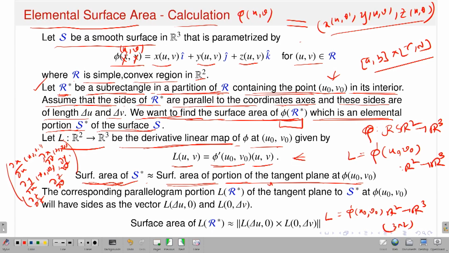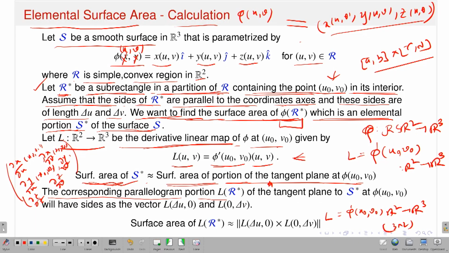That calculation on the right hand side, I can do. How do I do that? Look at the corresponding parallelogram portion L R star. I have R star, which is a small subportion of my partition of my region R. If I take the image of this R star under the linear transformation L, the corresponding parallelogram portion L star of the tangent plane to A star at the point phi of u naught comma v naught will have sides.